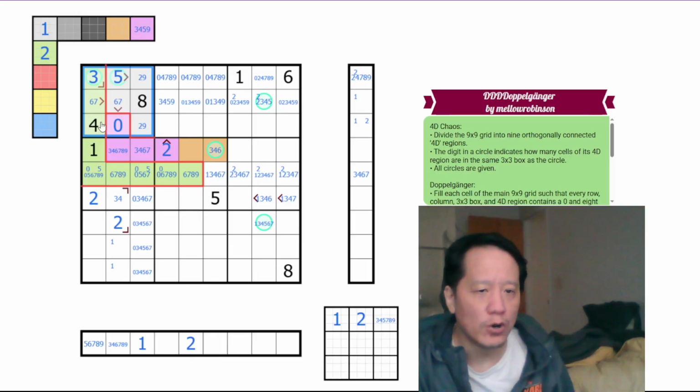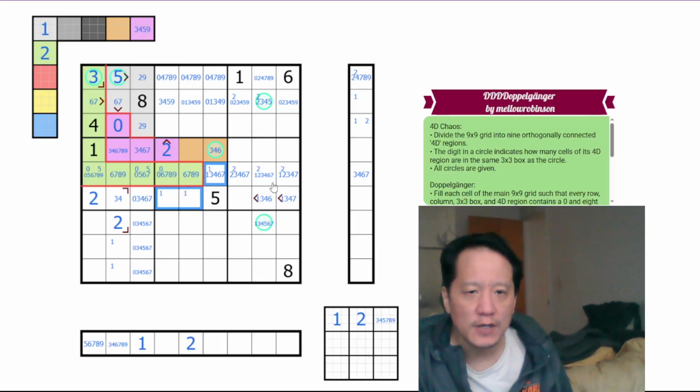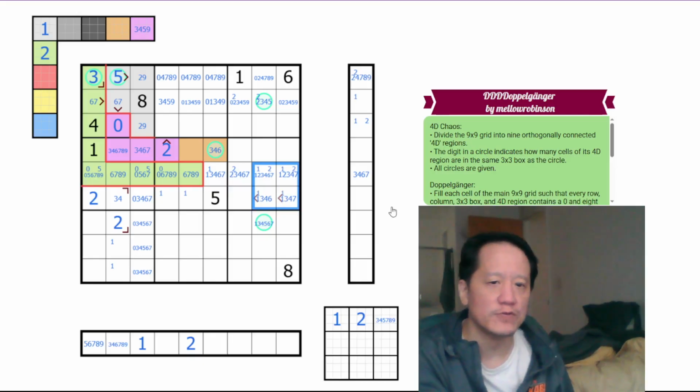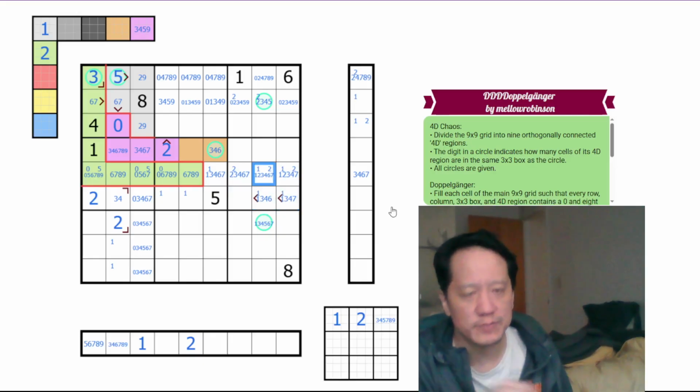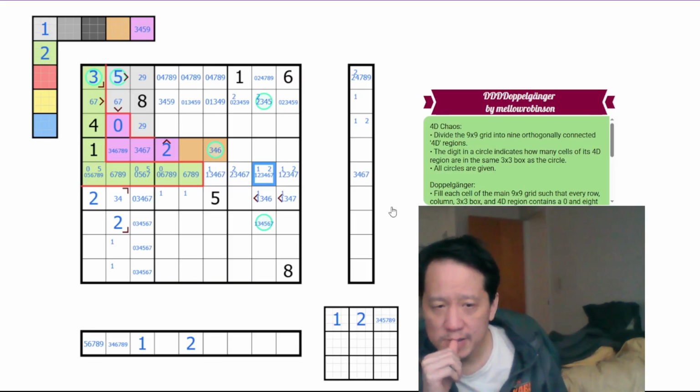Interesting. Where is 1 in box 5? It has to be one of these 3. And then the 1 in box 6 must be one of these 4. That doesn't really help us much, though.